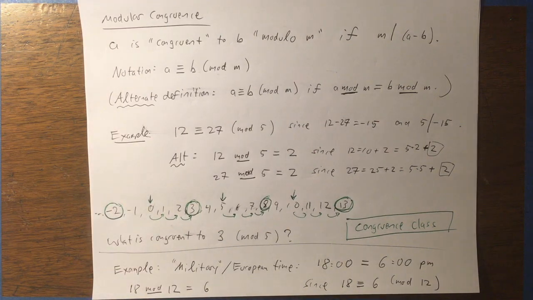If you're comfortable with this idea of converting time, you just subtract 12. That's like finding the remainder after division by 12, and that's an example of this idea.